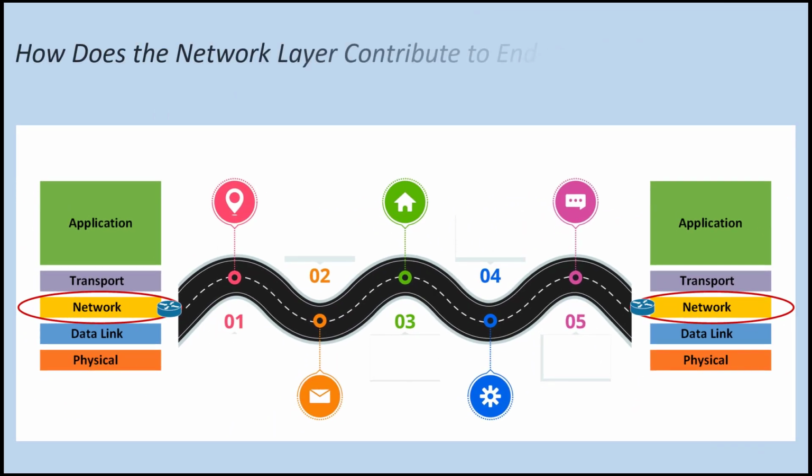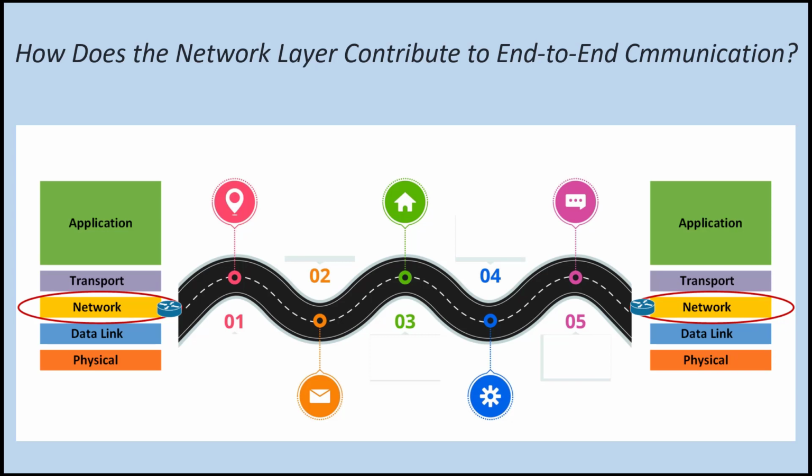How does the network layer contribute to end-to-end communication? Let's take a closer look at the network layer and how it plays a crucial role in making sure our digital messages travel smoothly from one place to another. Think of the network layer as a smart guide creating a roadmap for our data packets. Its job is to ensure these packets travel efficiently from where they start, the source, to where they need to go, or the destination, navigating through the big web of connected networks.